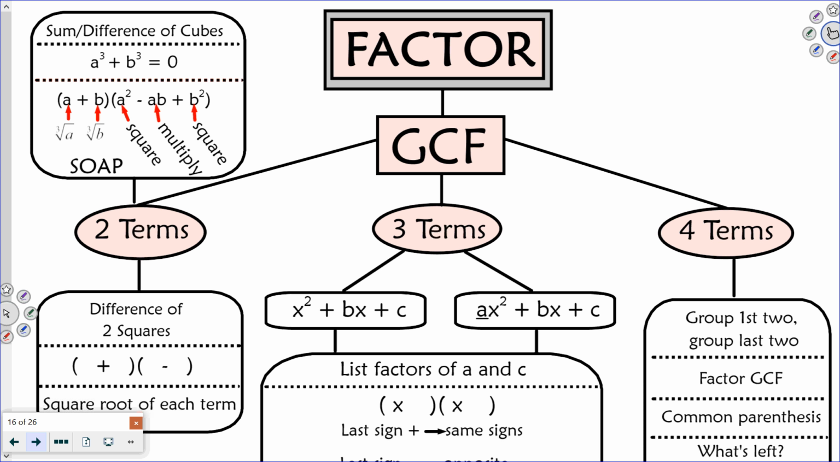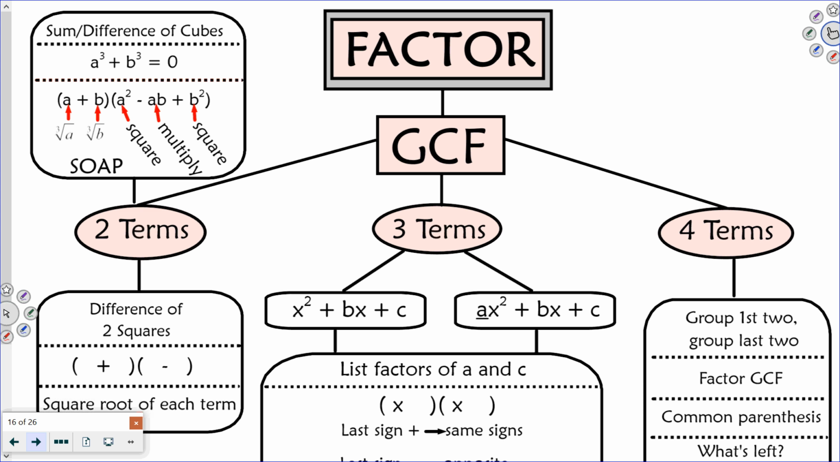Then this may help you kind of determine where to go. Okay, so first thing, factor GCF. And then, is there 2 terms, 3 terms, or 4 terms? 3 terms is just your straightforward factoring. It's what we've been doing since the beginning of the school year. 2 terms, you can go one of 2 ways.